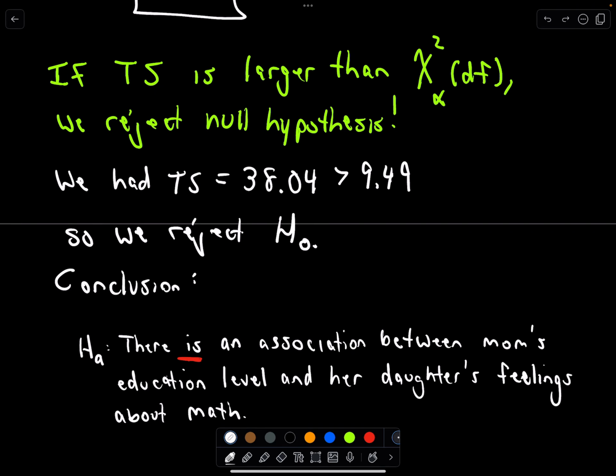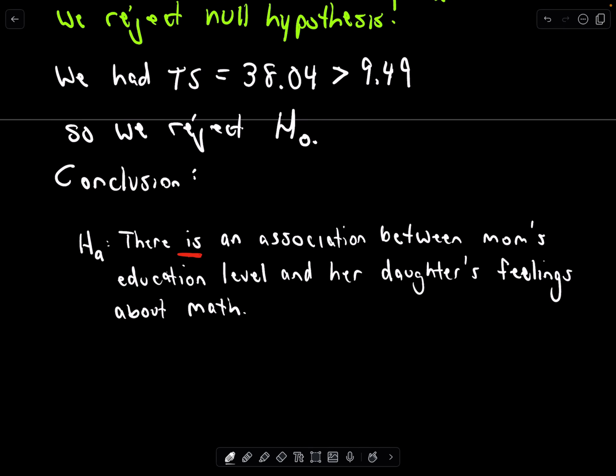Notice, if our test statistic had been less, we would have kept the null hypothesis. We would say it doesn't seem like there is any relationship between the two. But in this case, our test statistic was large, and therefore we accept the alternative hypothesis that there is an association between mom's education level and her daughter's feelings about math.